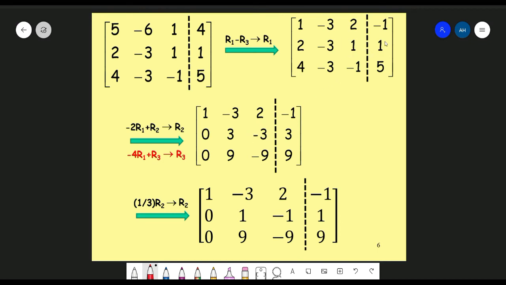Now, let's see the last number. Negative 2 times negative 1 is positive 2, right? Positive 2 plus 1, 2 plus 1 is 3. Therefore, we have 3 there.